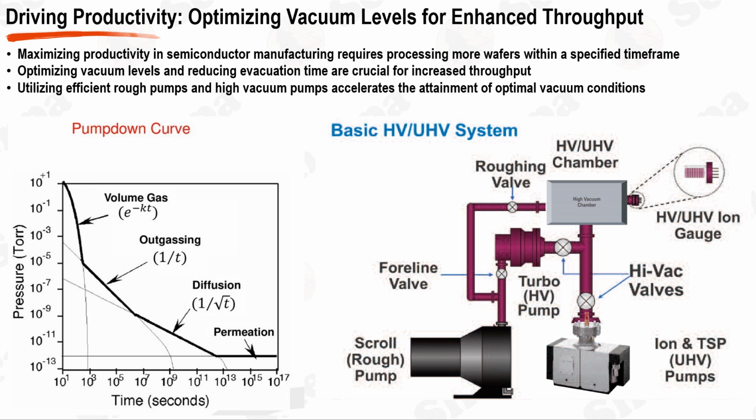The Pumpdown Curve illustrates the time it takes to reach desired vacuum levels. By minimizing the time required for evacuation, more wafers can be processed within a set time frame, enhancing productivity. To expedite the evacuation process, the rough pump, such as a rotary vane pump, is utilized. It rapidly reduces the pressure, allowing for quicker transitions to higher vacuum levels. The foreline valve and roughing valve control the flow of gas during this stage.